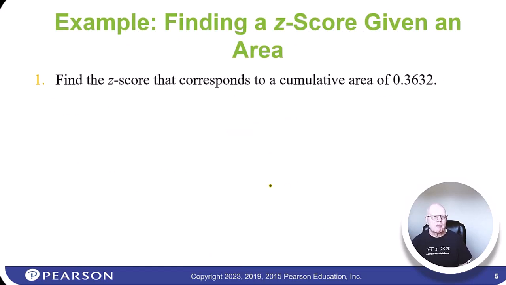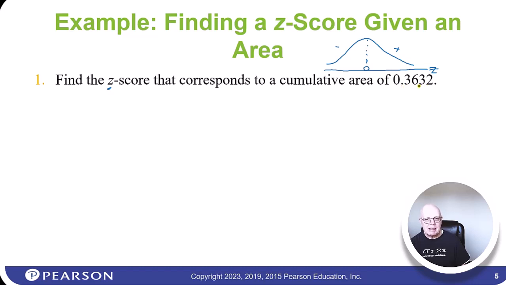So let's start off by finding the z-score that corresponds to this cumulative area. What am I going to do? Can you guess? I'm going to draw a picture first. Now we're talking about z-scores. So remember right away, zero's in the middle, positive values out this way for z, negative values out this way. So this is our z-axis.